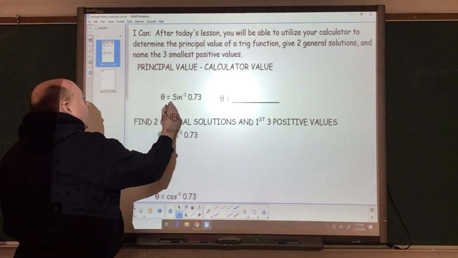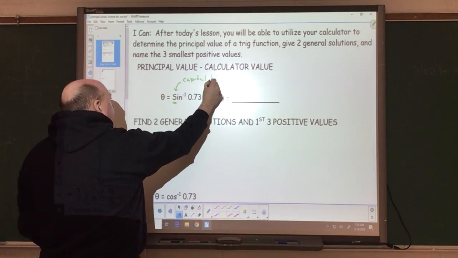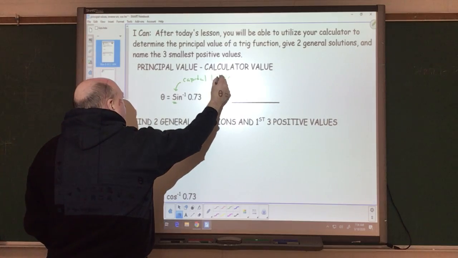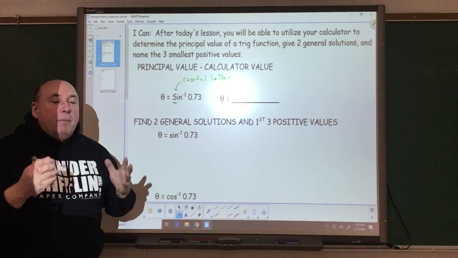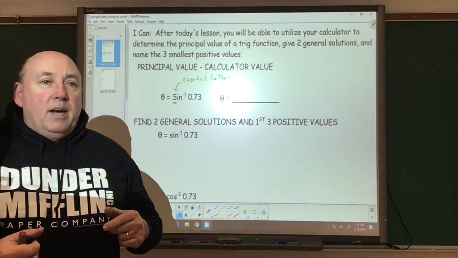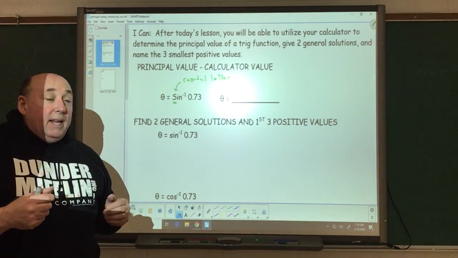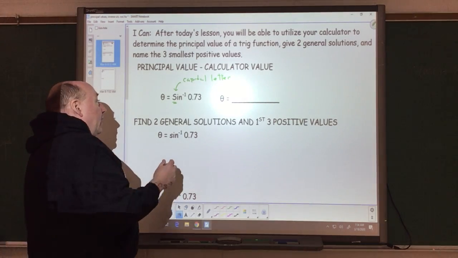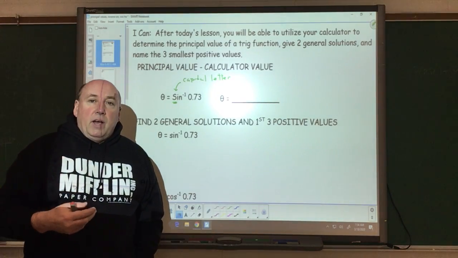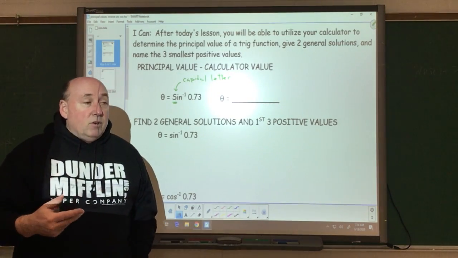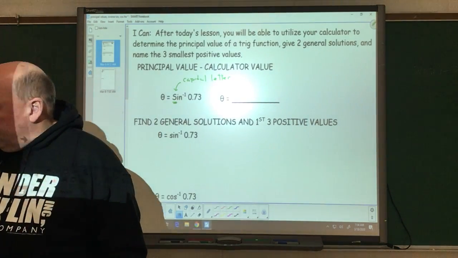When this letter is a capital letter here, capital I, or a capital S for sine, a capital C for cosine, that means we're going to be dealing with the principal value, and that's all we're going to be working with is the principal value. Okay, so when this is a capital letter, we're going to just find the calculator value, which is the principal value. So go ahead and find the inverse sine of 0.73 on your calculator.